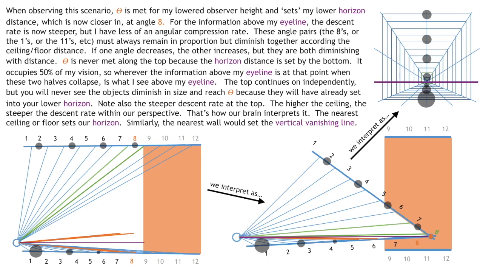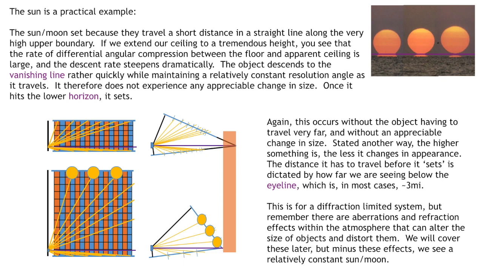You also have the object larger to start out with, but then gets rapidly smaller with distance because of how close in proximity those transversal lines are. And along the top you have the object start out smaller, but it remains relatively stable because the angular size compression rate is not as great, so the angles remain somewhat large as it descends away from you, and it maintains its relative size for the most part. And at the end it will eventually set into the horizon.